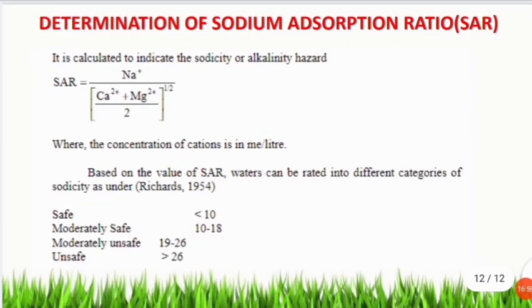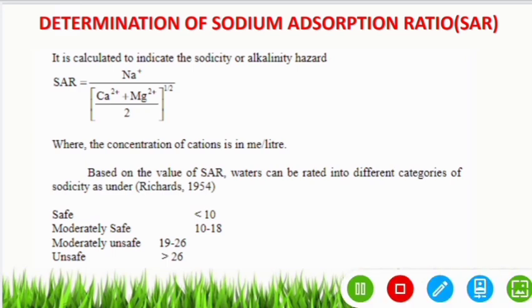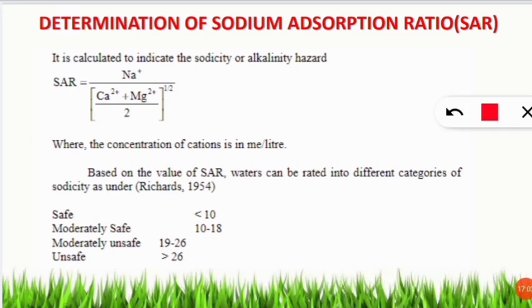Next is the determination of sodium adsorption ratio. This is also important for the entrance test, and it is called the SAR ratio. It is calculated to indicate the sodicity or alkalinity hazard. So what is this sodicity? Soil sodicity is the accumulation of sodium salt relative to the other types of salt cations present in the soil or water. This is called sodicity, the amount of sodium salt present.